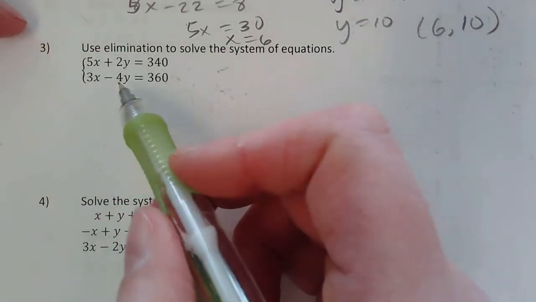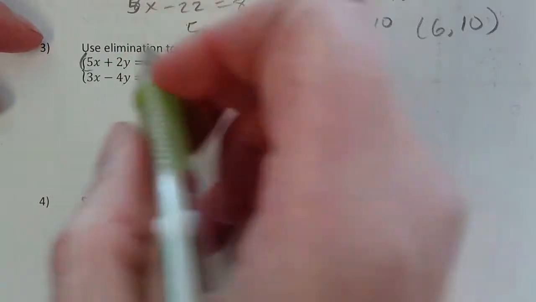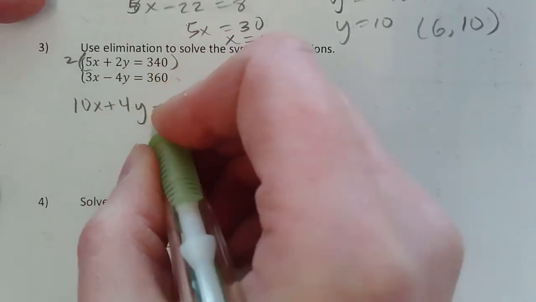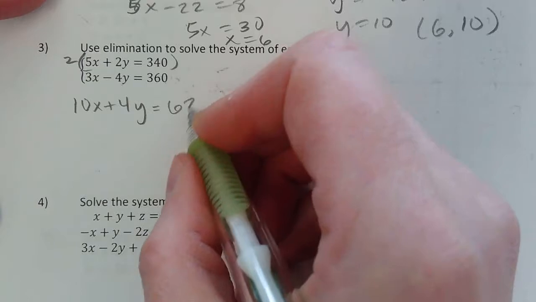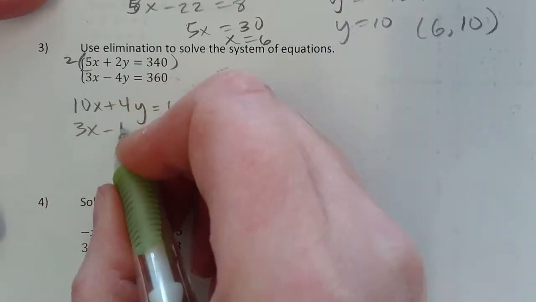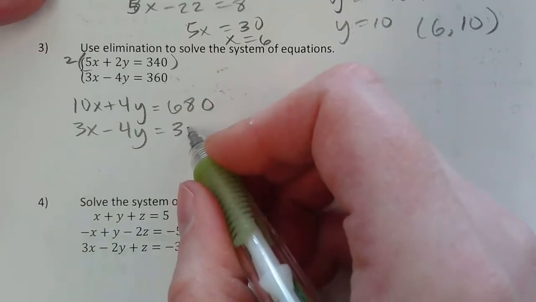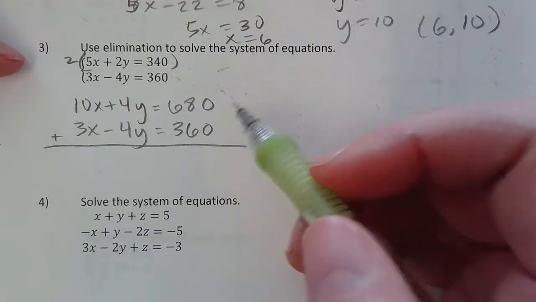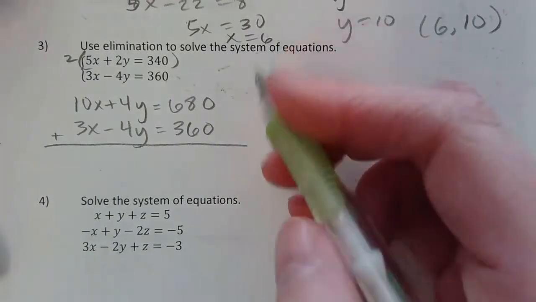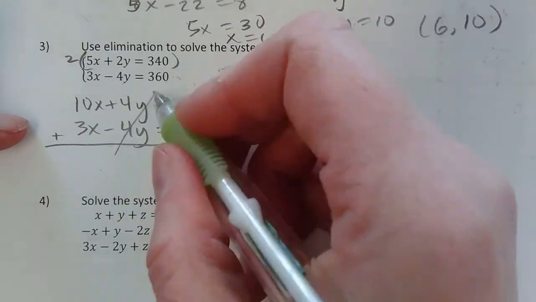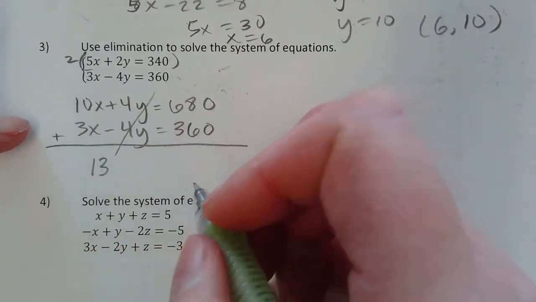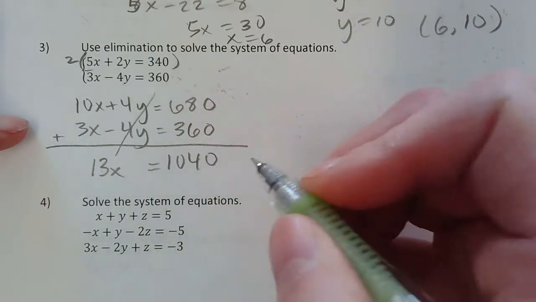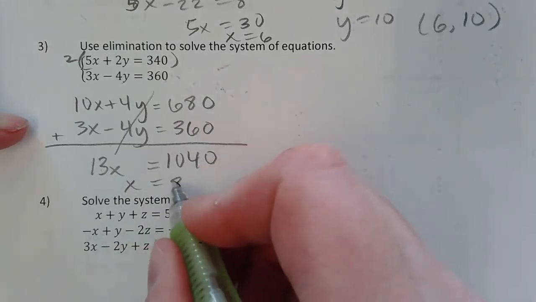So if I wanted to eliminate, say, my y's, then I would multiply the top equation by a positive 2. So then I have 10x plus 4y equals, let's see, 680. I'm going to rewrite my second one. I'm always keeping my first equation first, my second equation second. We're really trying to do a good job of keeping track of these and setting up good work habits for systems of 3 equations. So when I add together, my y is eliminated because negative 4y plus 4y makes a 0. So 13x equals, let's see, 1040. Divide by 13 and x is 80.